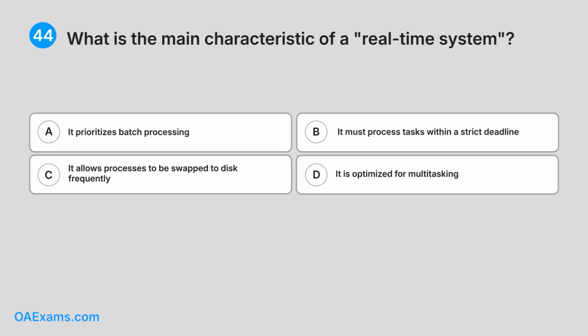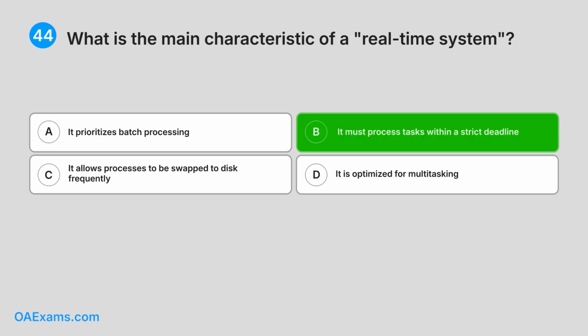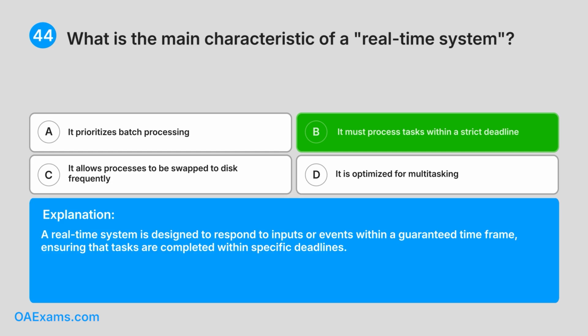Correct answer. B. It must process tasks within a strict deadline. Explanation: a real-time system is designed to respond to inputs or events within a guaranteed time frame, ensuring that tasks are completed within specific deadlines.